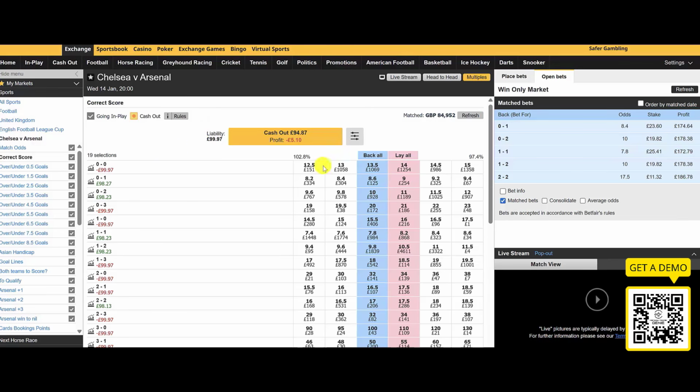And this is how it looks on the correct score market. Now we're all set up. As said, 0-1, 0-2, 1-1, 1-2 and 2-2. So everything's all set up and we're dutching those scores. Let's see how it goes in play.